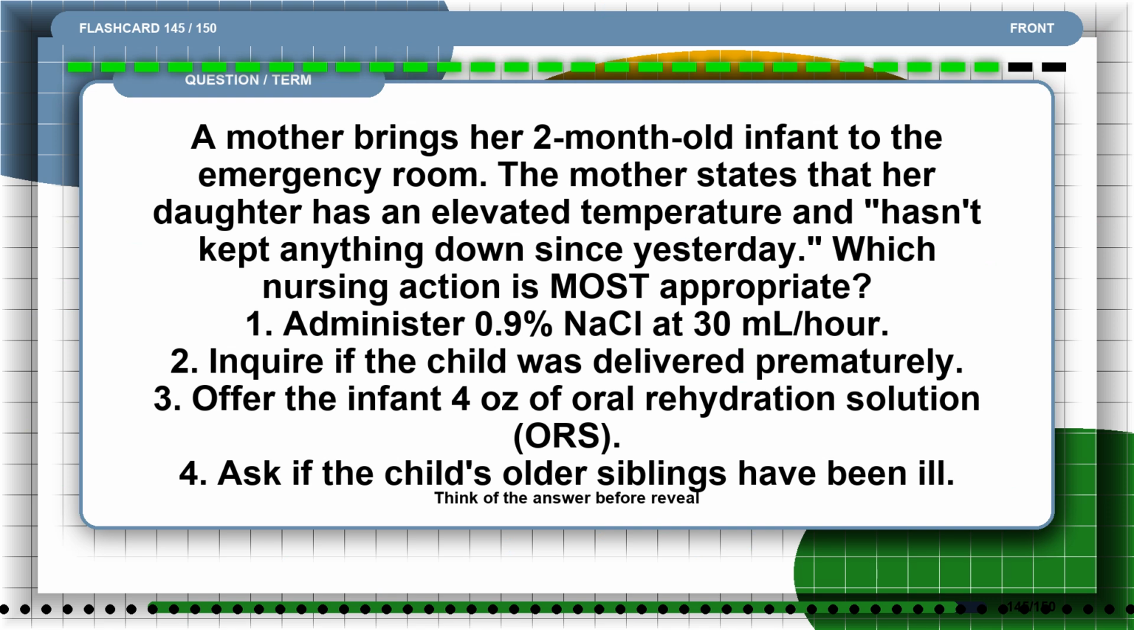Flashcard 145. A mother brings her 2-month-old infant to the emergency room. The mother states that her daughter has an elevated temperature and hasn't kept anything down since yesterday. Which nursing action is most appropriate? 1. Administer 0.9% NaCl at 30 ml/hour. 2. Inquire if the child was delivered prematurely. 3. Offer the infant 4 oz of oral rehydration solution (ORS). 4. Ask if the child's older siblings have been ill. Think of the answer before the reveal.